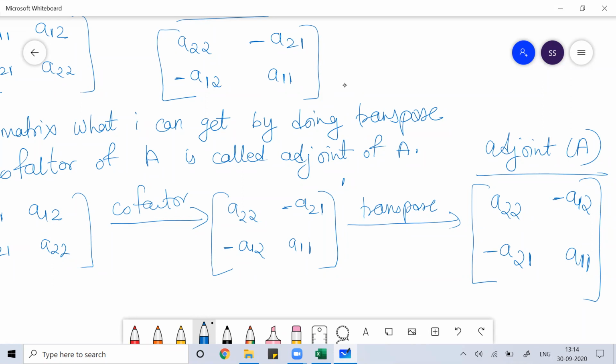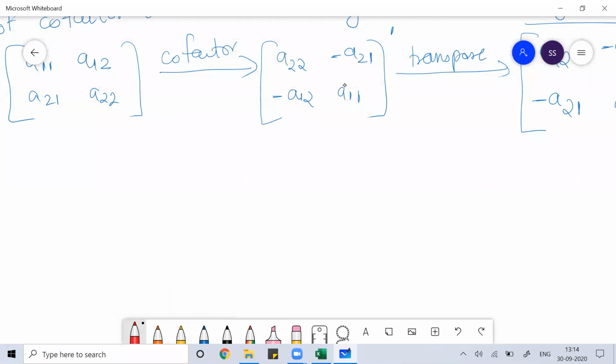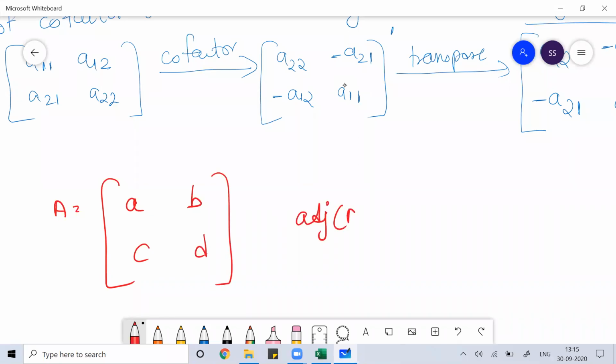Okay, so remember this. Suppose there's a matrix A, B, C, D. The adjoint of A is D, minus B, minus C, A. You can learn this by heart. This is what I got here.